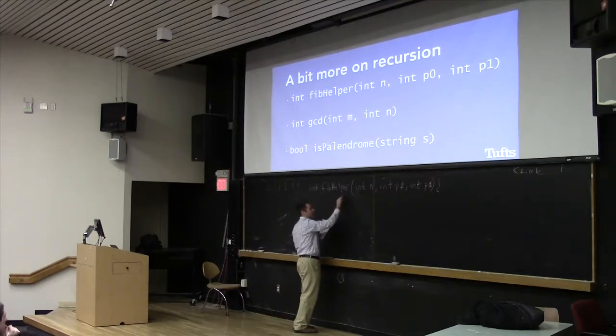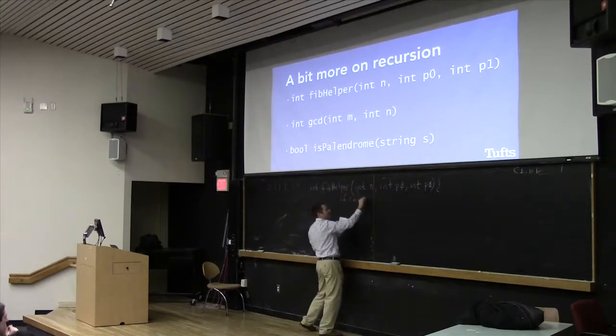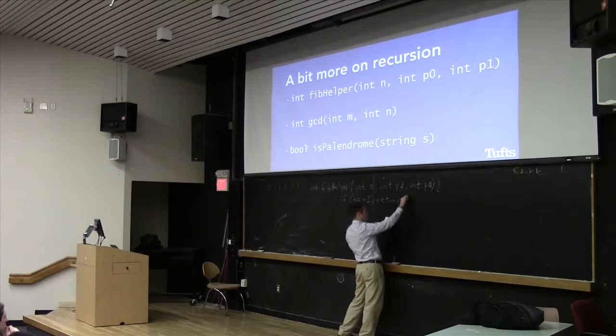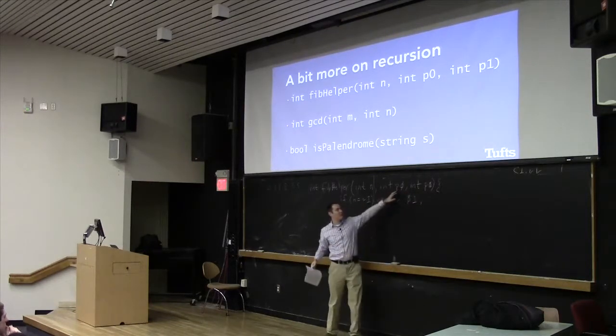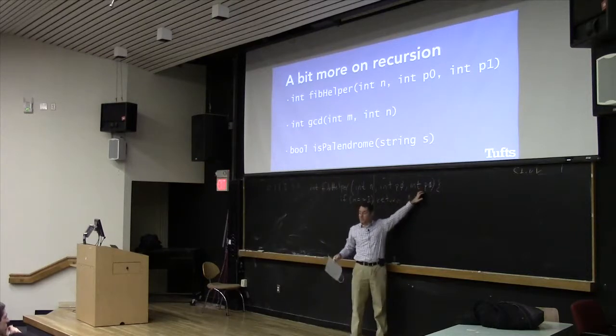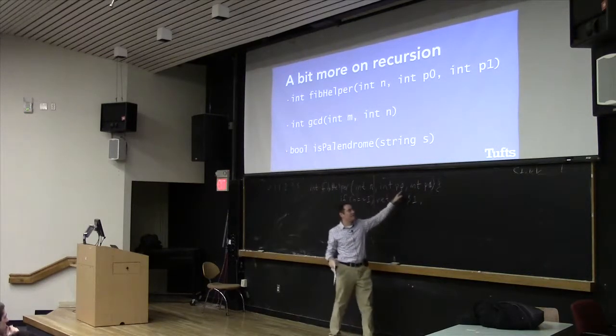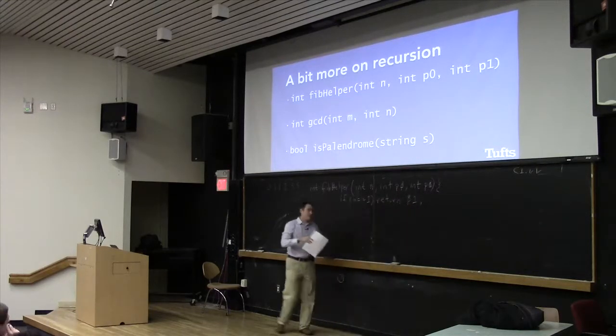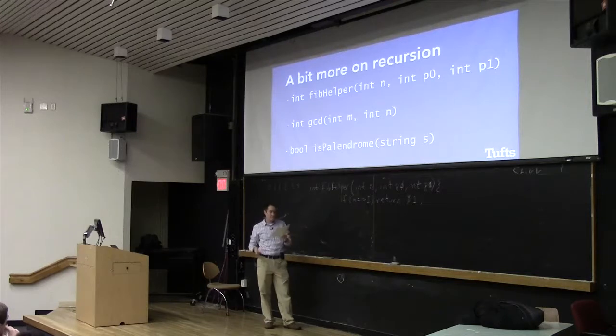Fibhelper is going to do this. If n equals 1, we're just going to return P1. Now, I didn't really explain what P1 and P0 are. They're going to be the actual Fibonacci numbers that we calculate. This is going to be the prior Fibonacci number. This is going to be the one we're currently on. Bear with me on this one. If n equals 1, return P1.